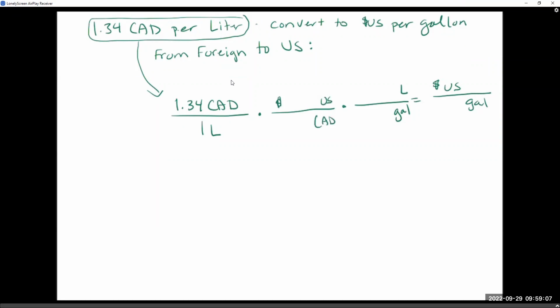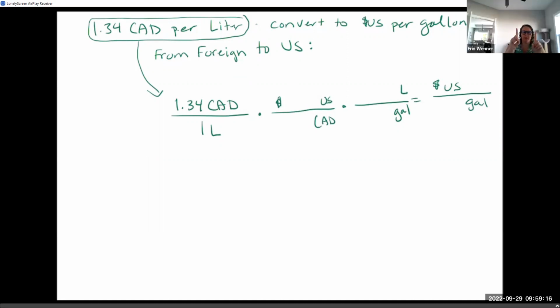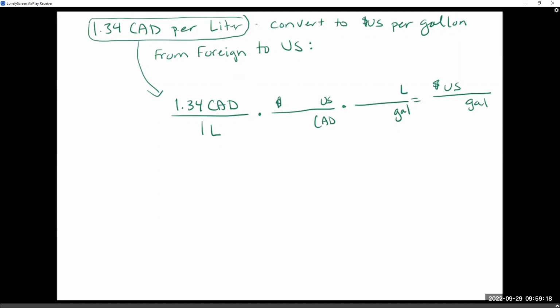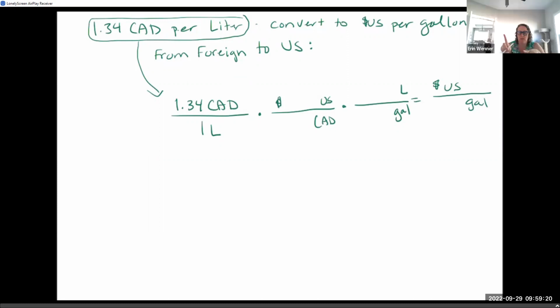Okay, so we have 2 separate fractions for volume and price. Right, so we're using 2 different pieces here. We've got one that's going to convert our price for us and one that's going to convert our volume for us.